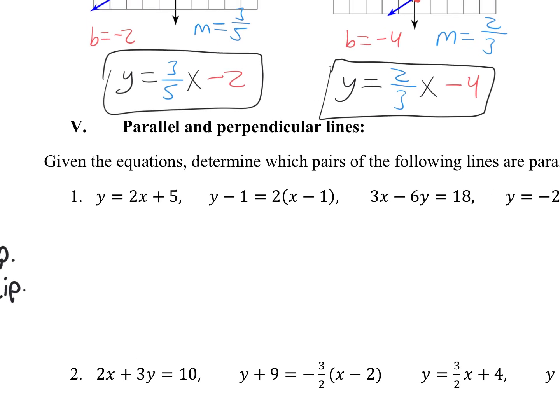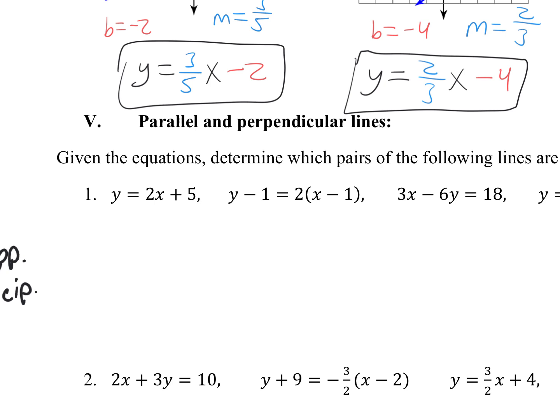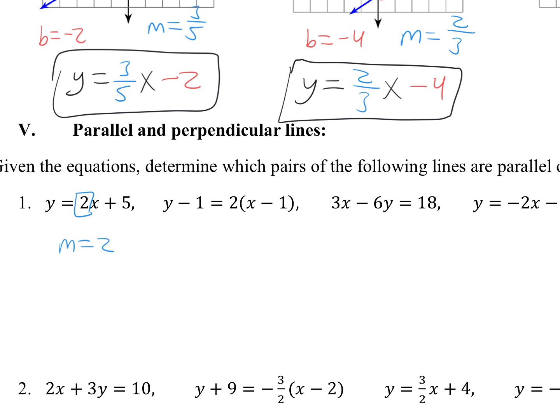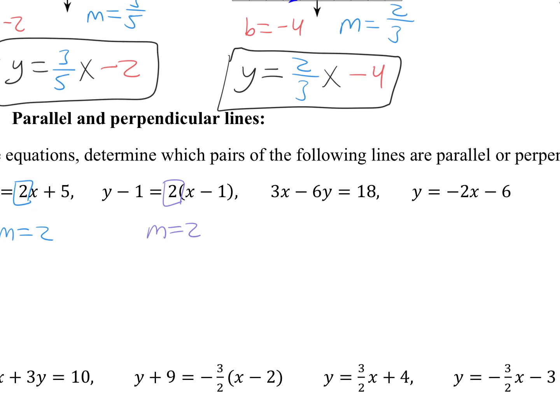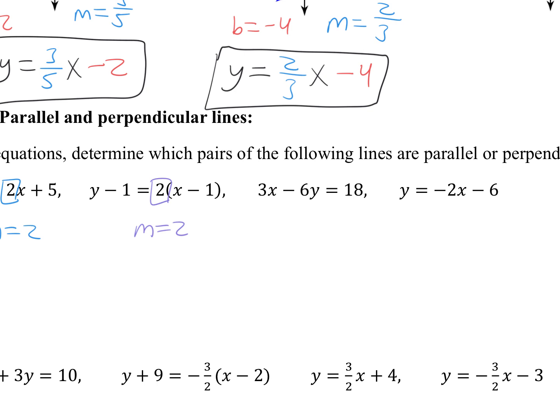All right, so looking at this first one, right, y equals 2x plus 5. It's in slope-intercept form, so I'm just going to take whatever's in front of my x, and that's my slope. So in this case, m is equal to 2. I would go to the next one, and I would do the same thing, right? This one's in point slope form. Your slope is whatever's in front of your parentheses, and this one's going to be 2. So m is equal to 2. All right, the next one's in standard form. Remember, standard form is ax plus by equals c. And in this case, m is going to equal negative a over b.